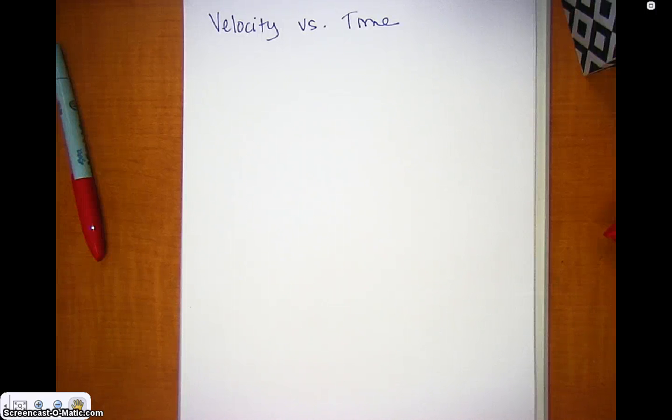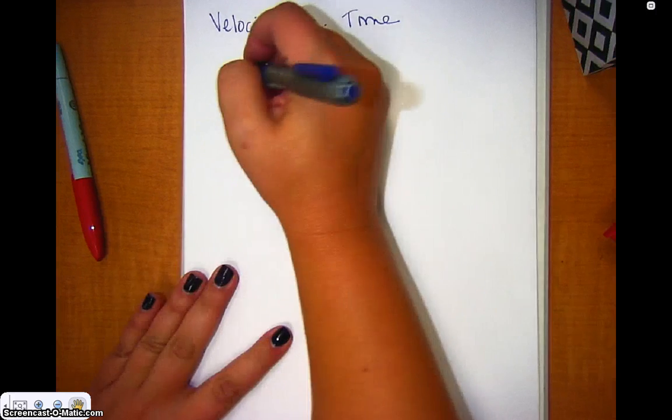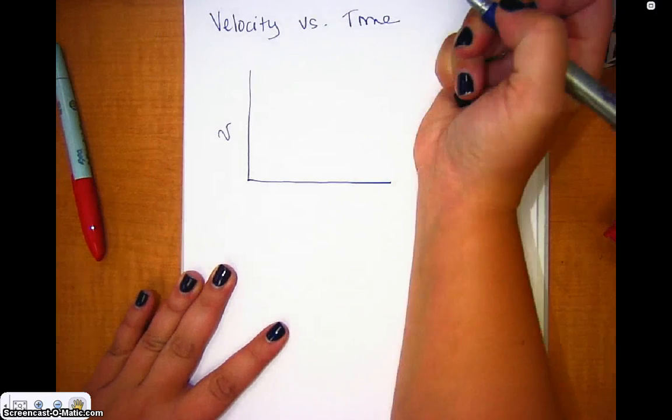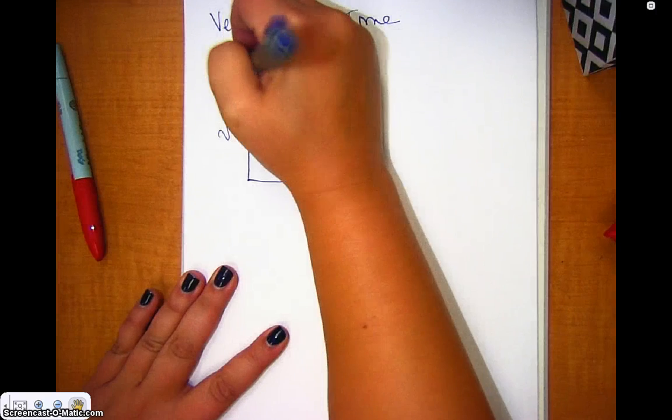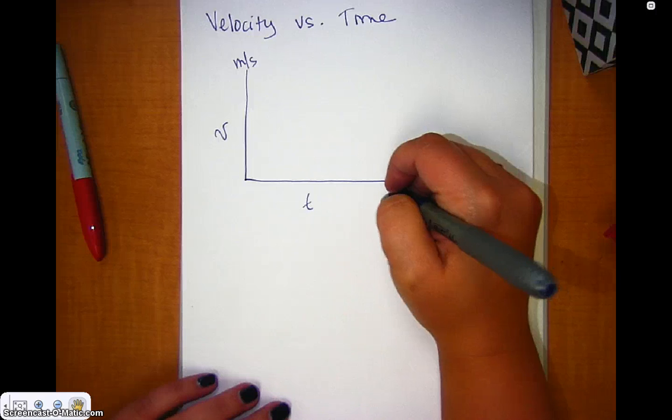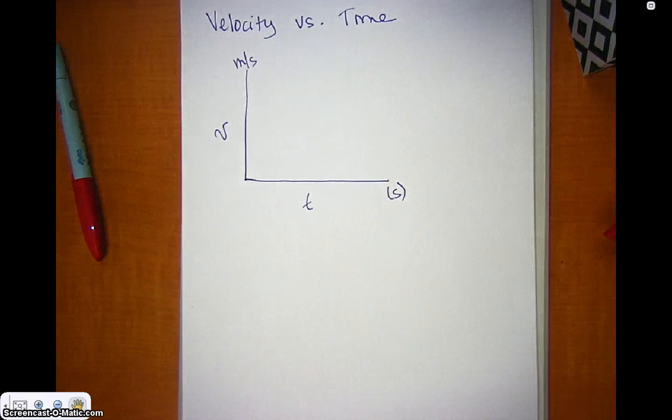We've already looked at graphing position versus time, so in this video I'm going to show you graphs plotting velocity versus time. On the y-axis we will have v for velocity, and again we're usually measuring that in meters per second, and then t for time, which we are measuring in seconds.